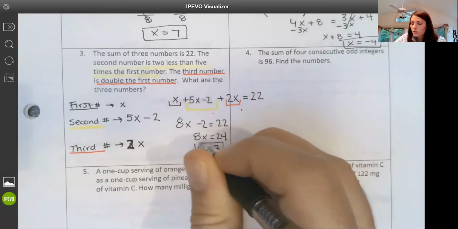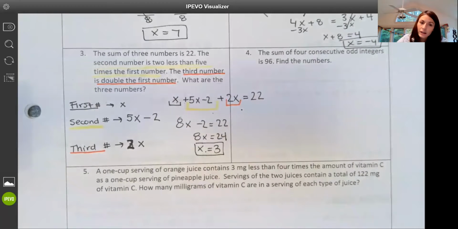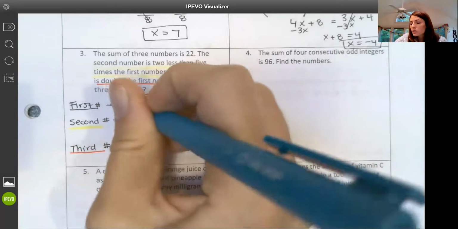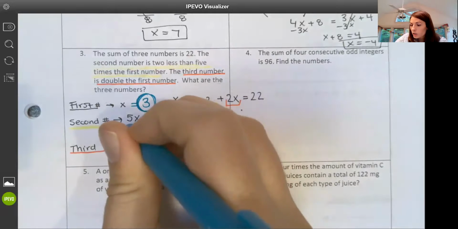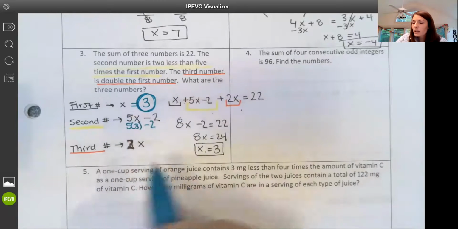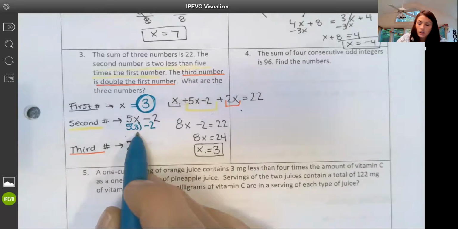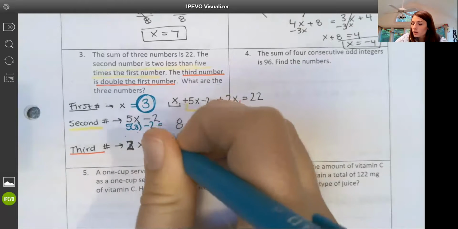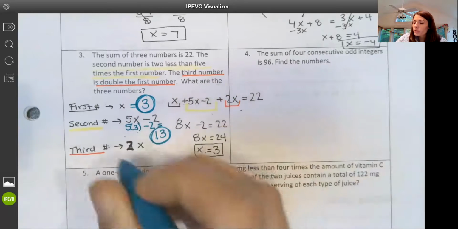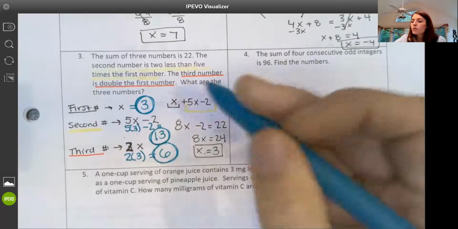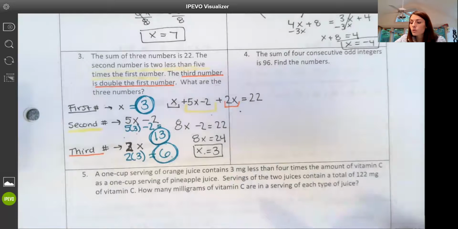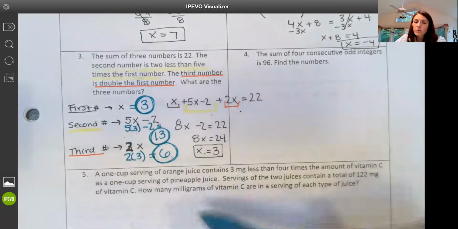Now, I'm not done just knowing that x equals 3. I'm still going to go back and find this first, second, and third number. So my first number is 3. Okay, there's the first number for my solution. The second number, I'm going to plug in 3 and get 5 times 3, which is 15. Subtract 2 gives me 13 for my second number. And my third number is 2 times 3, or 6. And I can always do a quick check and add those up and make sure that it gives me 22, which it does. Okay, first, second, third, there are my three numbers.